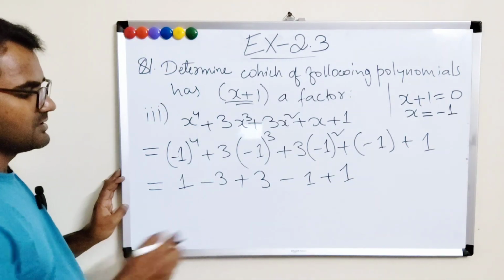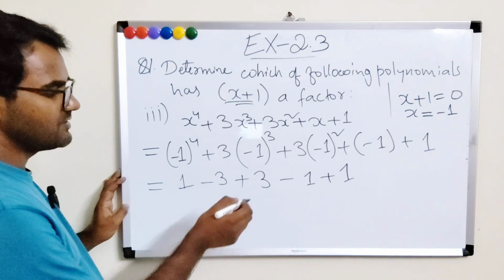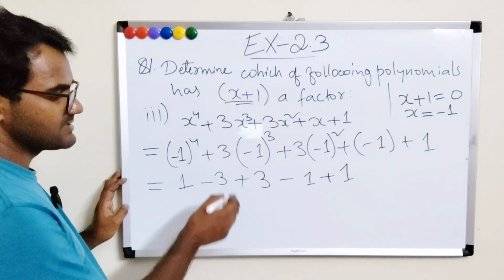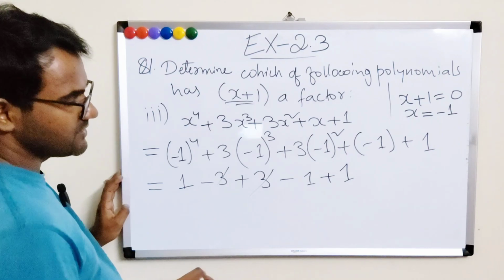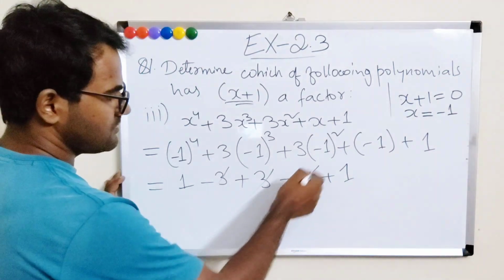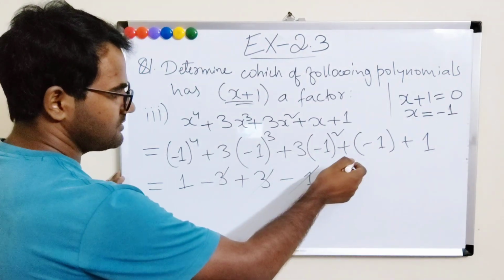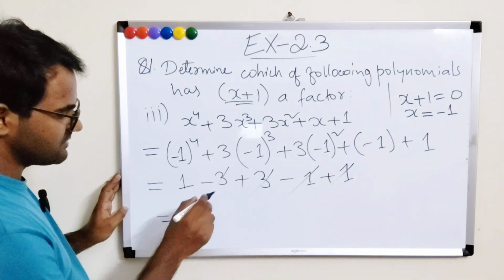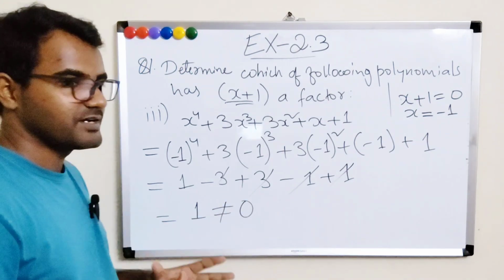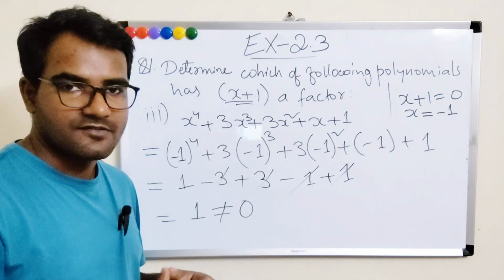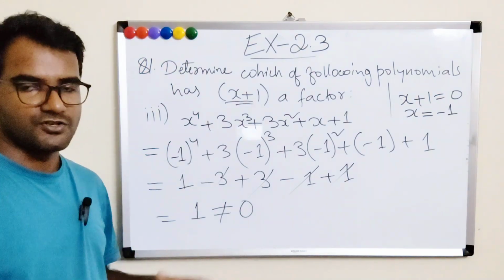Now what will you do here? You'll cancel. What will you cancel here? You'll cancel plus 3 and minus 3, and what else will you cancel? Plus 1 and minus 1. So what are you left with? You're left with only 1, which is not equal to 0. So that's why this is also not a factor of the given polynomial.